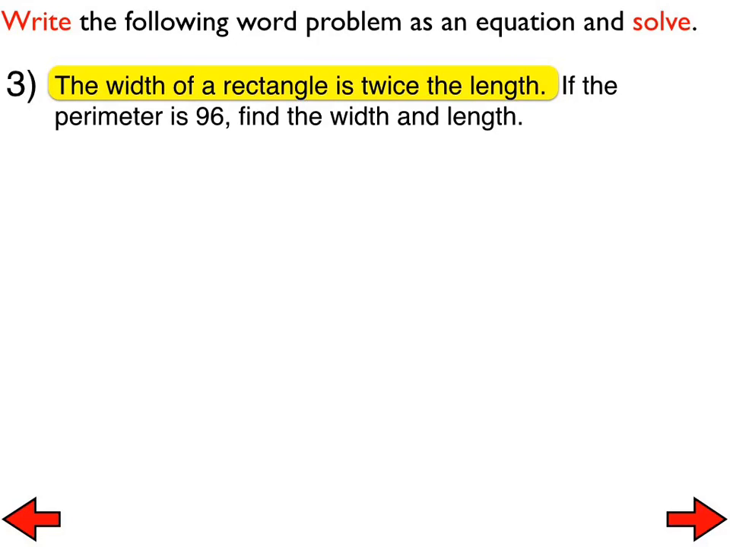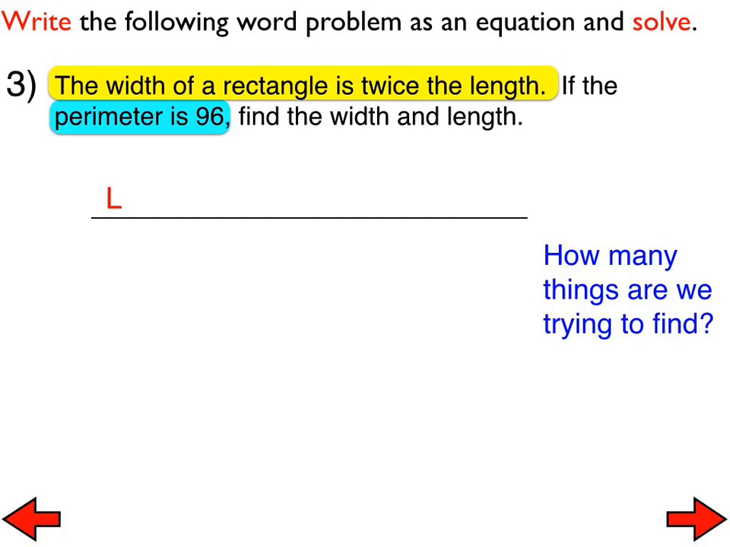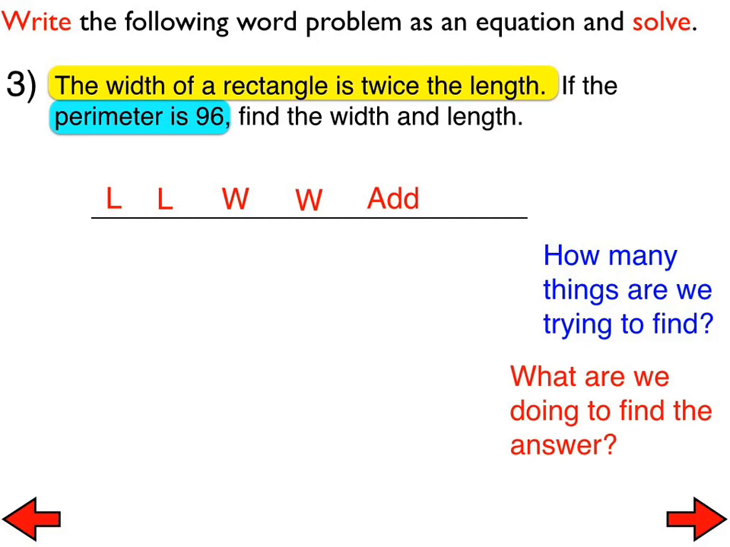Number 3, it says the width of a rectangle is twice the length. Clearly, which side is smaller, the width or the length? Yeah, the length. So we're going to list the length first. Okay, and we know we have to add up all four sides, and it's supposed to be equal to 96. So we're going to make both lengths x. That should be very clear.